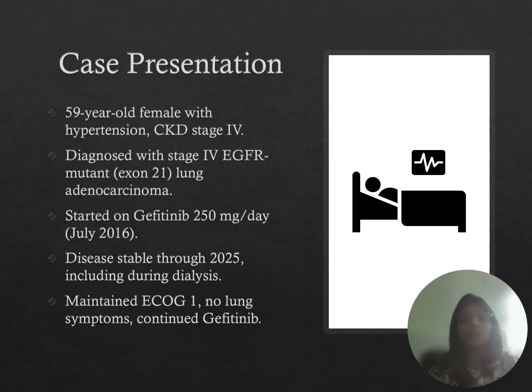in exon 21. The patient was staged and her diagnosis was T2 N0 M1a disease, which is a stage 4 disease. She was stage 4 because the cancer had spread to both sides of her lungs. She began treatment with oral gefitinib, which is a targeted tyrosine kinase inhibitor, 250 mg daily, in July 2016.